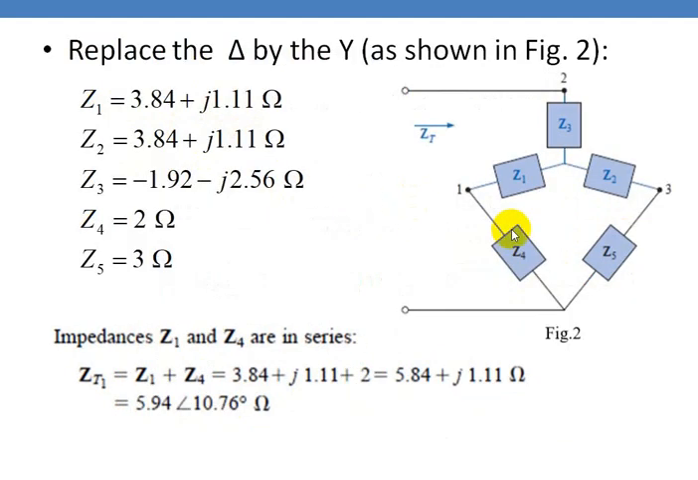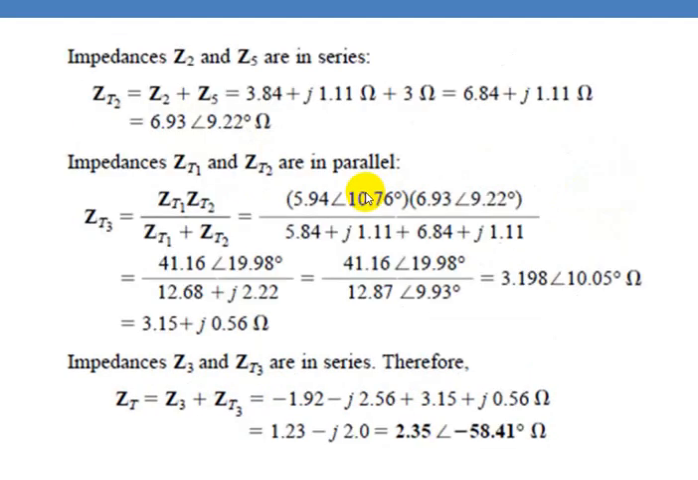Now this is ZT1 and this is ZT2. They are in parallel. Find the equivalent impedance: ZT1 into ZT2 divided by ZT1 plus ZT2. Substitute the values, you'll get 3.198 at an angle 10.05 degrees ohms. So this in rectangular form is 3.15 plus j0.56 ohms.